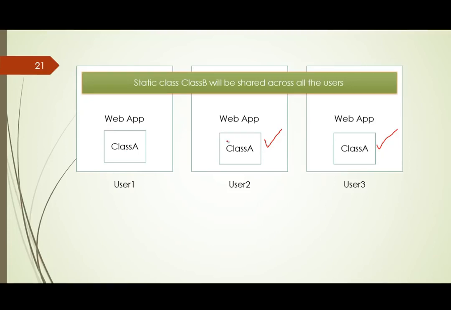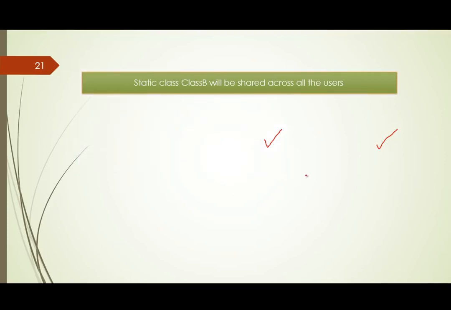Everyone is going to occupy memory for class A. Class A will be replicated three times for three users, but class B will be shared. Let's say user two is gone, so class A for that user is gone, and so on. At last, when you have no user, or when you practically close your application, your static members will go. That's it.